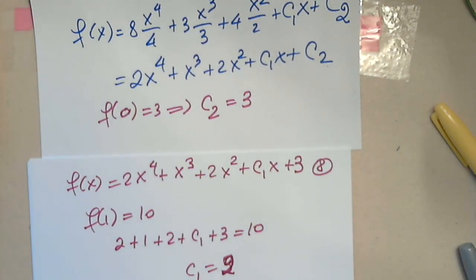So now we finally have the unique function, 2x to the fourth plus x cubed plus 2x squared plus 2x and plus 3. This is the only function, not a family of functions. It's the only function that fulfills the given conditions. Any questions for me? Any questions?